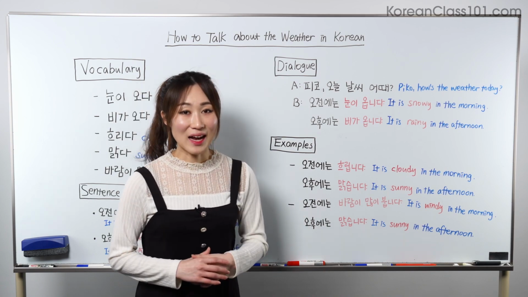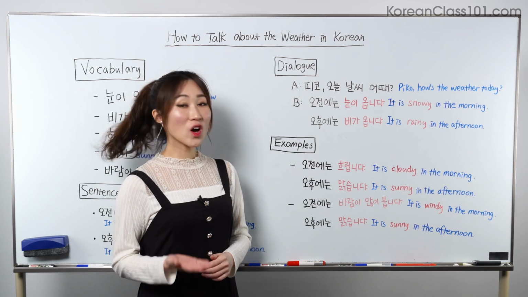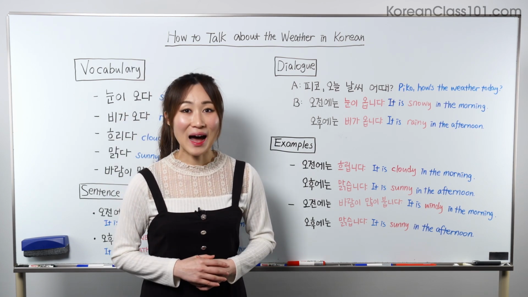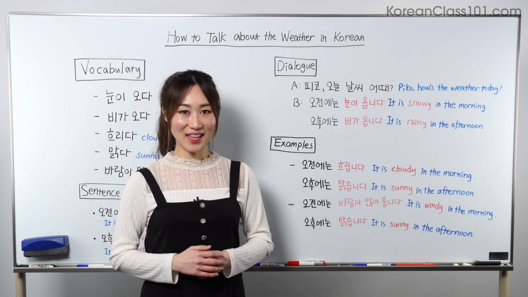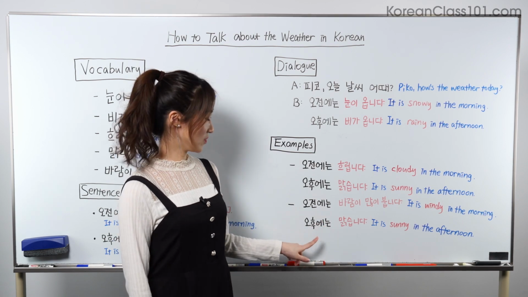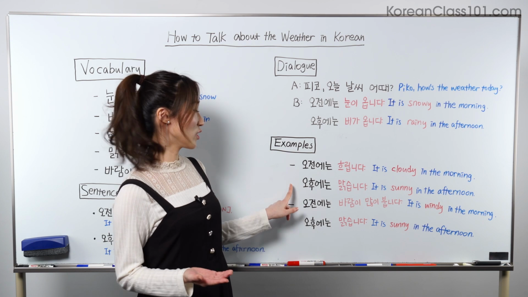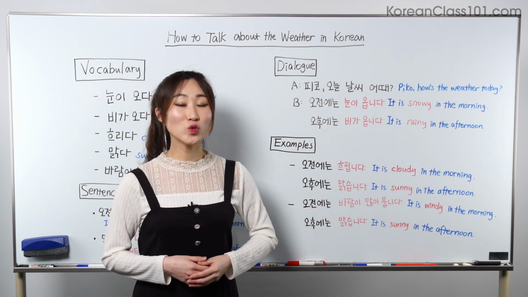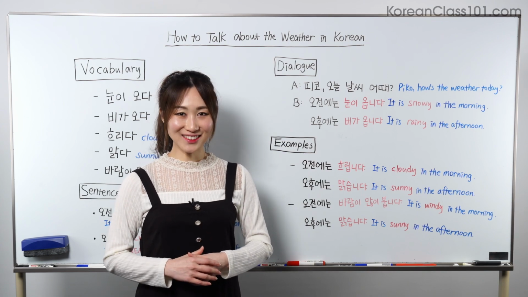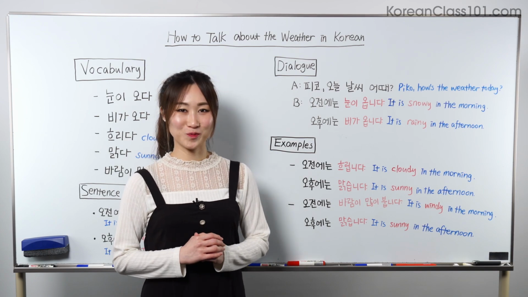오전에는 바람이 많이 붑니다. It's windy in the morning. 오후에는 막습니다. Again, we learned here. It means it's sunny in the afternoon.